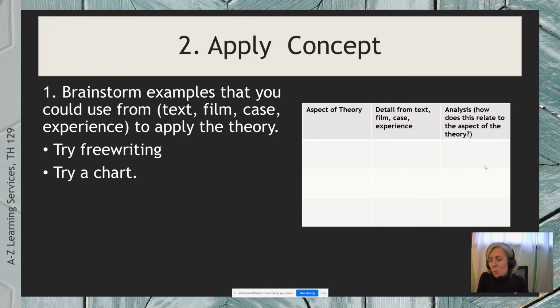And then that third column is where I really try to make sense. Like, what does this tell me? How do I understand? How can I interpret this particular example from the text or from my experience? So you're using that theory to help see things, or help to understand things, or explain what's going on in that example. So this is all just rough work.